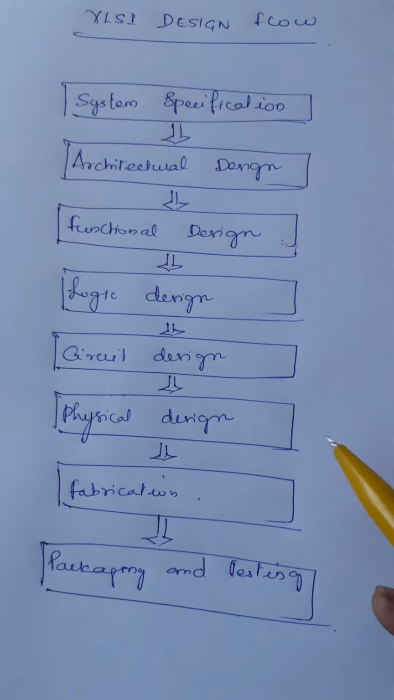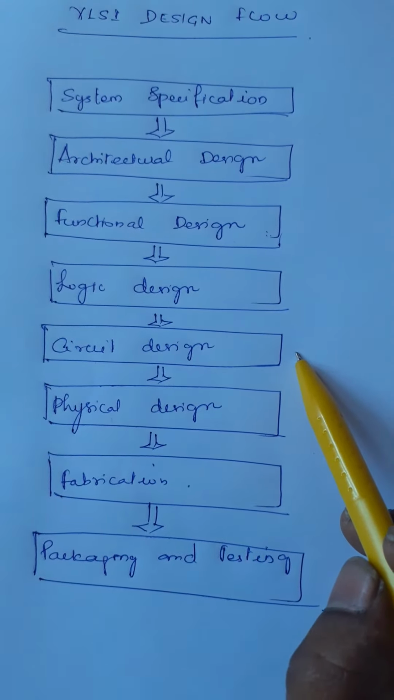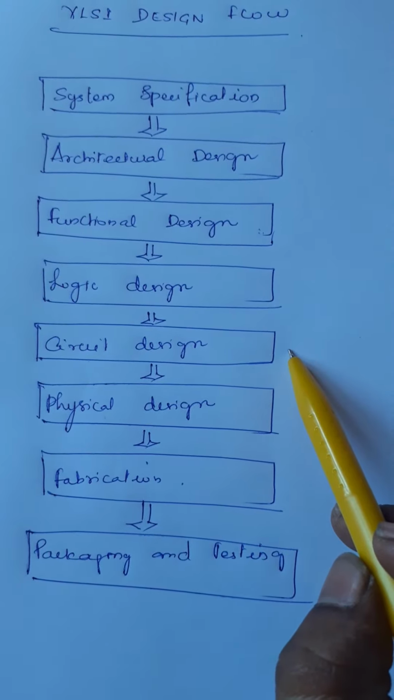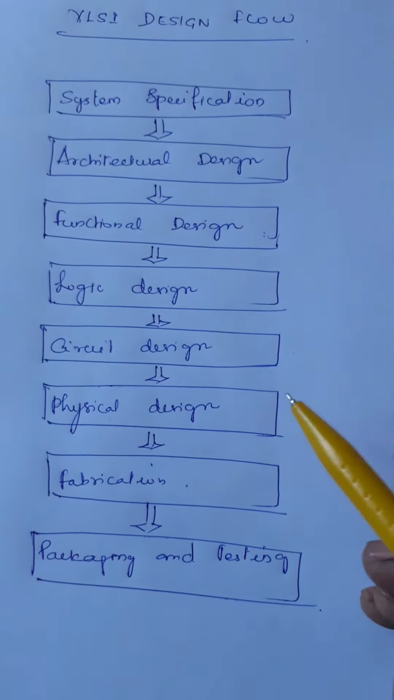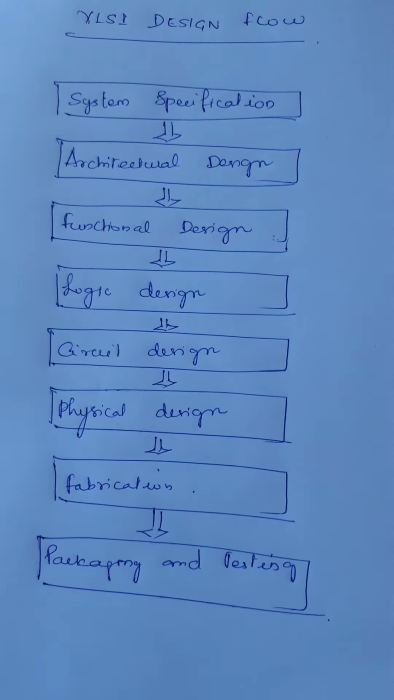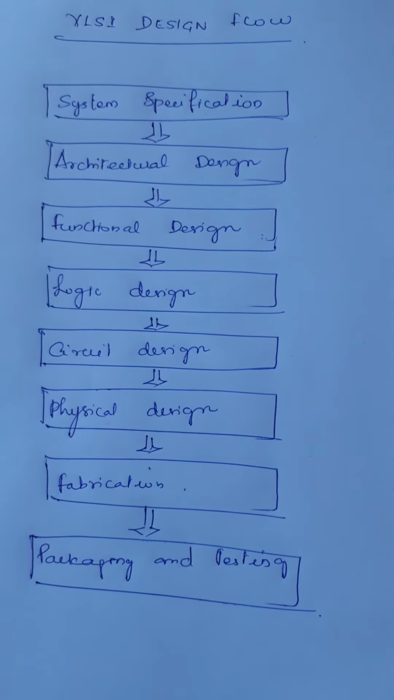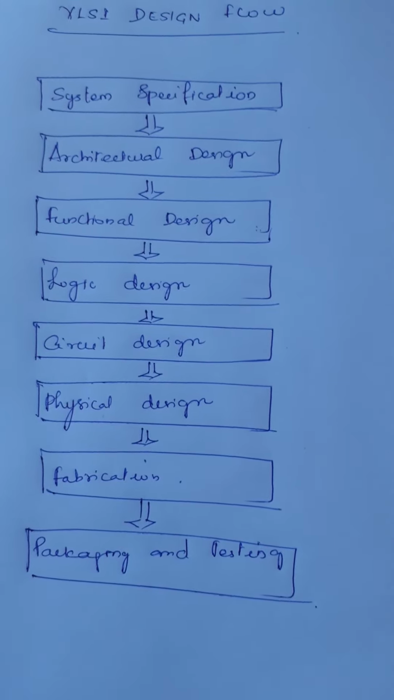So next is circuit design. The purpose of circuit design is to develop a circuit representation based on the logic design. So the Boolean expressions are converted into a circuit representation by taking into consideration the speed and power requirements of the original design. The circuit simulation is used to verify the correctness and timing of each component.